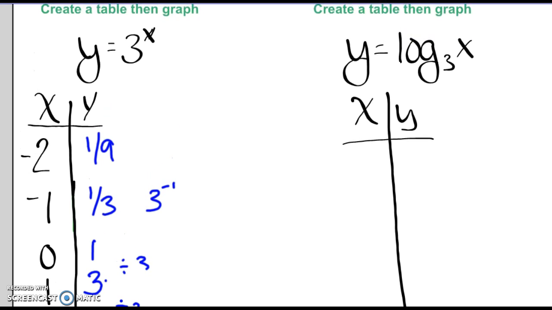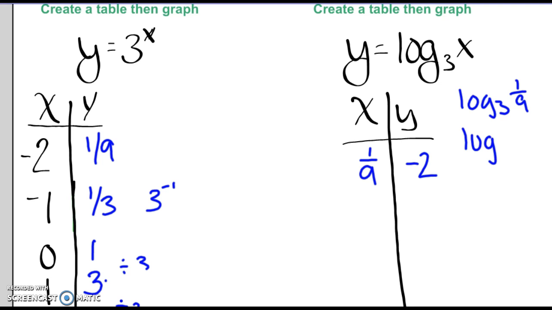Now I'm going to make an in-out table for log base 3. So I need to find good x values so I can find y. For example, one good value is log base 3 of 1/9. Because if I use 1/9 for my x, it asks me, 3 to what power is 1/9? In which I'll say, oh, that's negative 2.